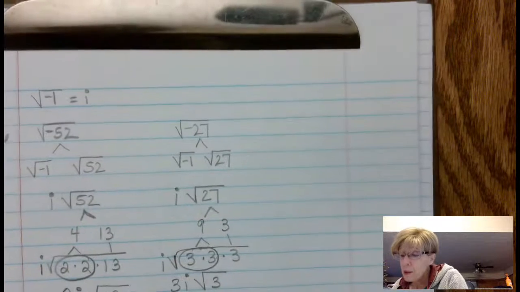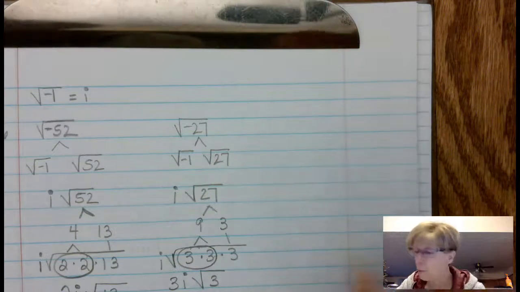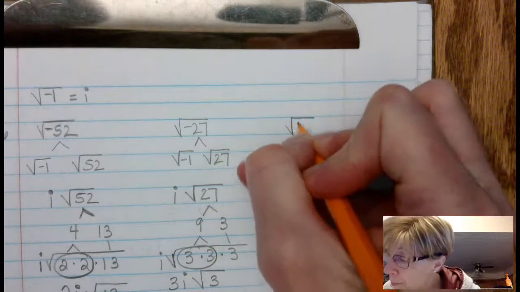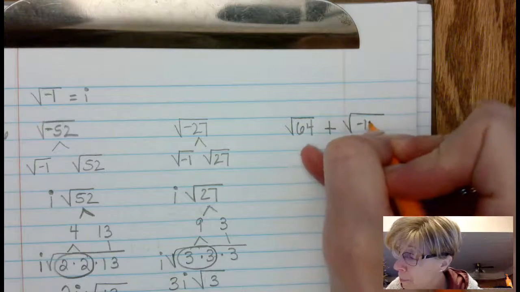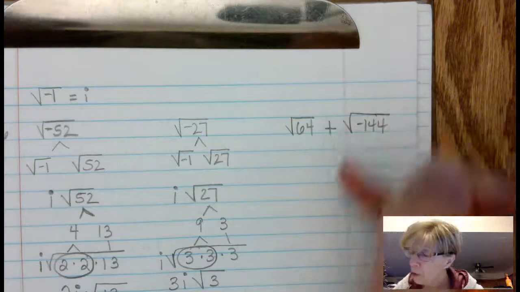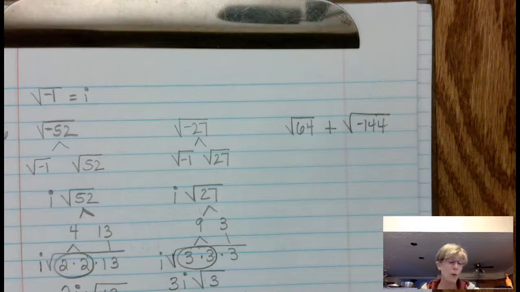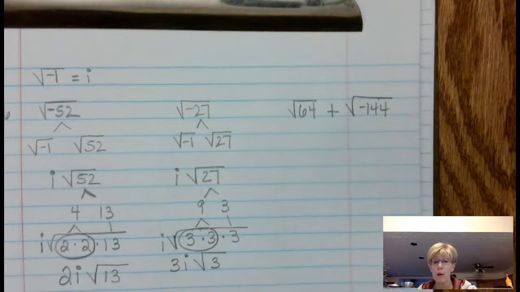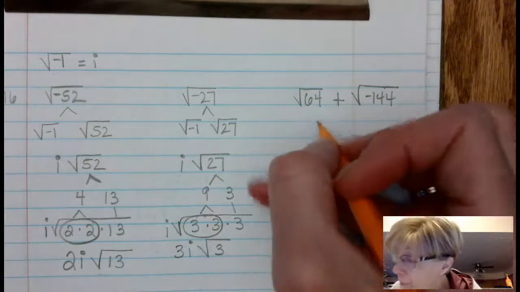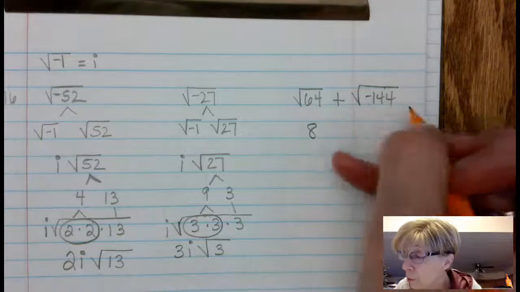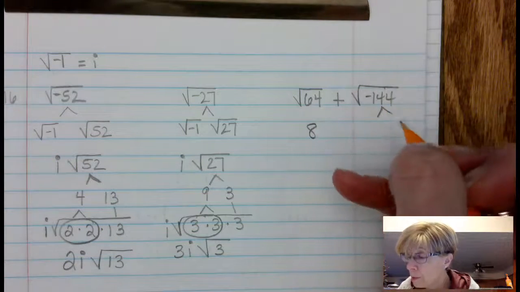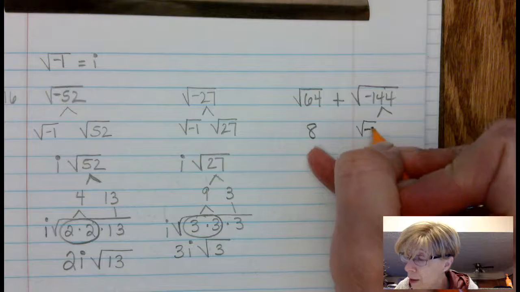On slide 20, which are slides that you are supposed to work out, I want to look at this problem. Square root of 64 plus the square root of -144. Well, you can use Desmos or your calculator to figure out the square root of 64. It's 8.